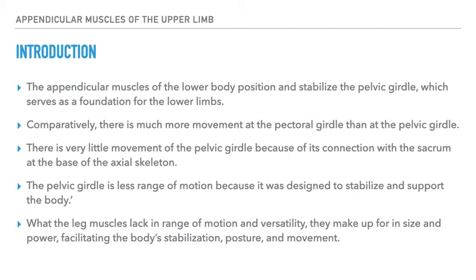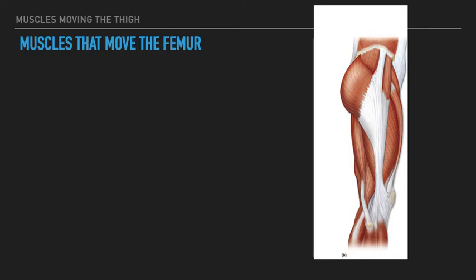But what the leg muscles lack in range of motion and versatility, they more than make up for in size and power, so they can facilitate stabilization of the body as well as posture and movement. Let's first start with muscles that move the femur. The large and powerful muscles of the hip that move the femur generally originate on the pelvic girdle and they insert into the femur.